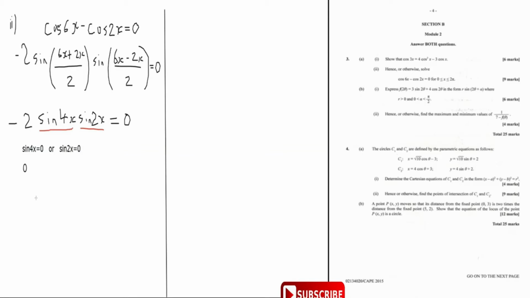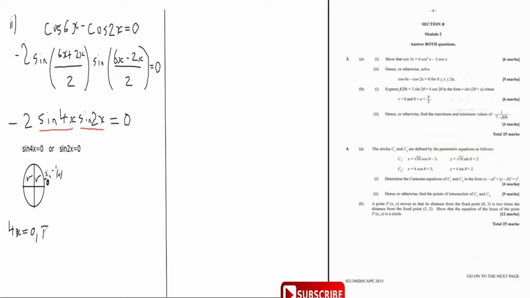Now, if it is sine 4x equal to 0, you can draw a circle and split up your quadrants. If sine 4x is equal to 0, your principal acute angle is going to be sine inverse of 0, which is 0. Always remember that sine inverse of 0 is 0. But then remember, sine is positive in the first quadrant and sine is positive in the second quadrant. So what you're getting then is 4x is equal to 0, or 4x is equal to pi minus 0, which is pi.